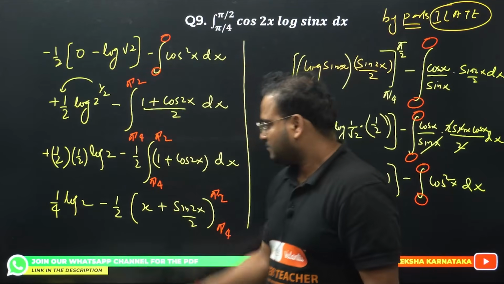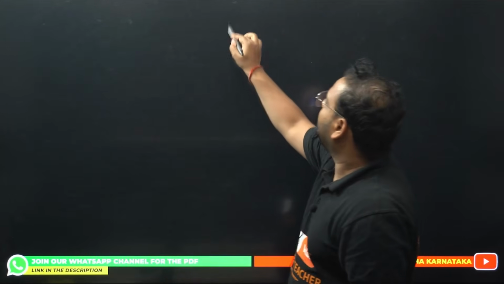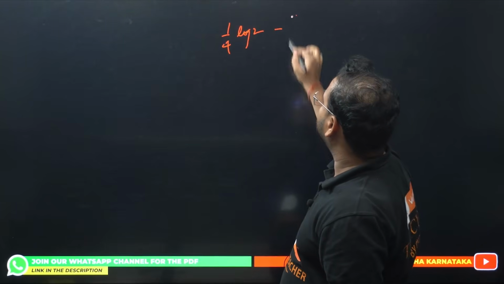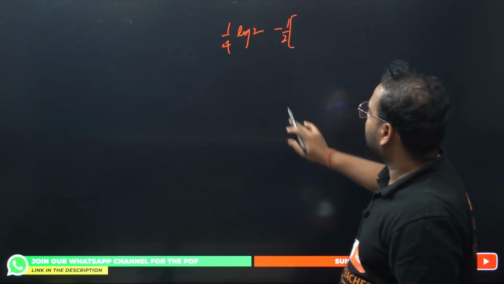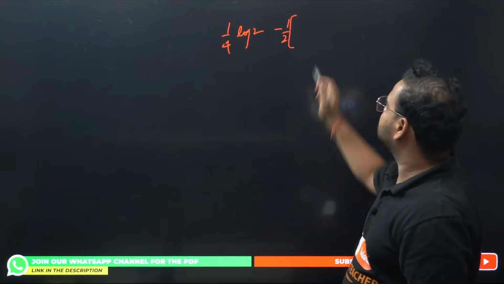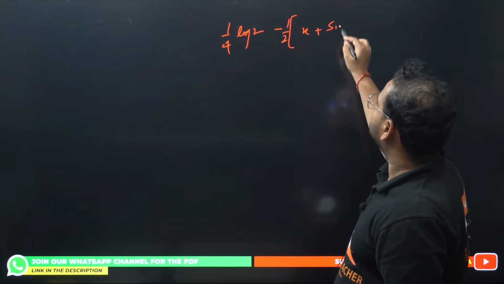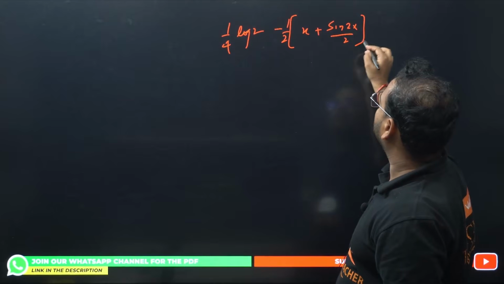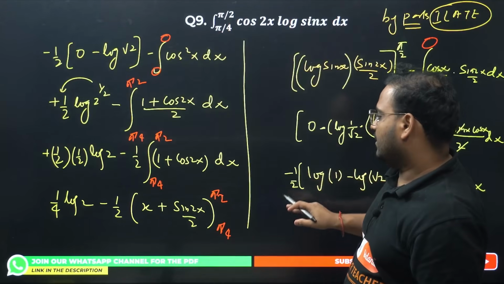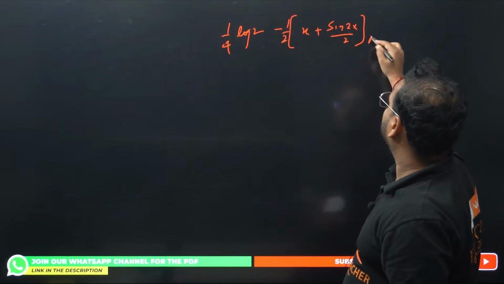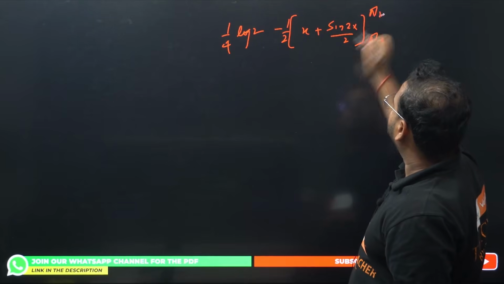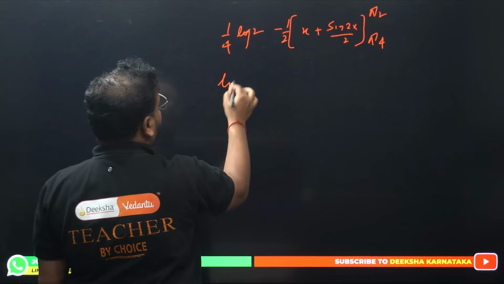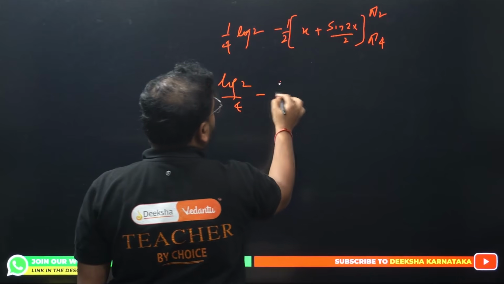Okay, so far I have what? I have 1 by 4 log 2, and then we have minus sign. 1 by 2 is outside, right? Yeah, and we have x plus sine of 2x by 2. Is it right? Yeah, and we have pi by 4 to pi by 2 is the limit. Let's substitute the limits now for the second part. Okay, so I have here log 2 by 4 minus 1 by 2.